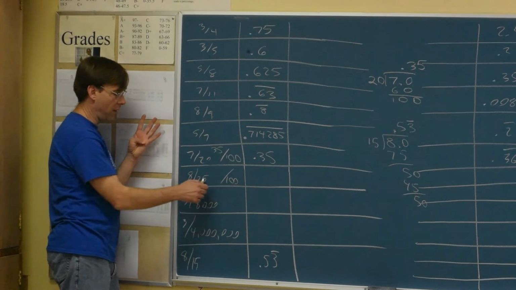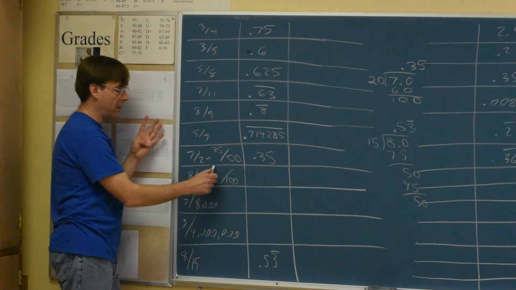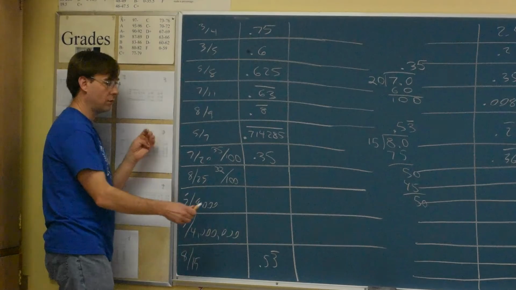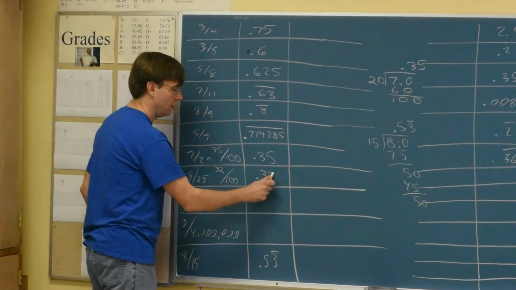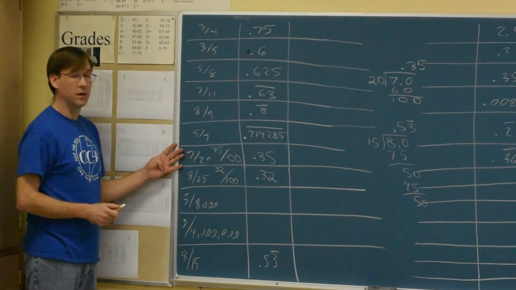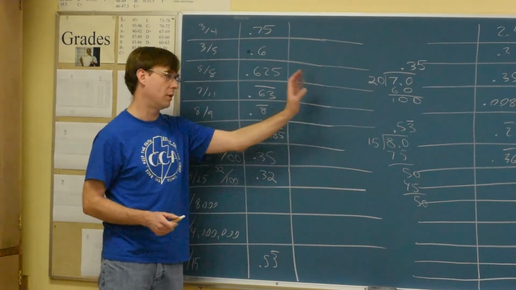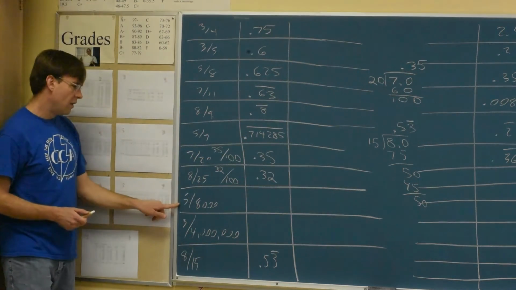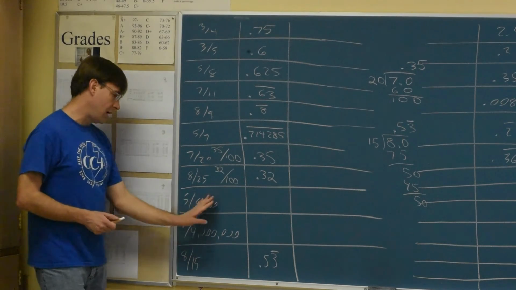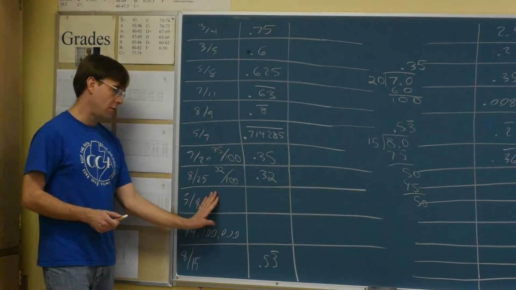So if I'm going to multiply the bottom by 4, I could multiply the top by 4 to get 32. And this would be 0.32. But if you didn't understand that, go ahead and divide. You could always divide. Dividing will always work. This one is longer than it needs to be because I threw on a bunch of bonus zeros.